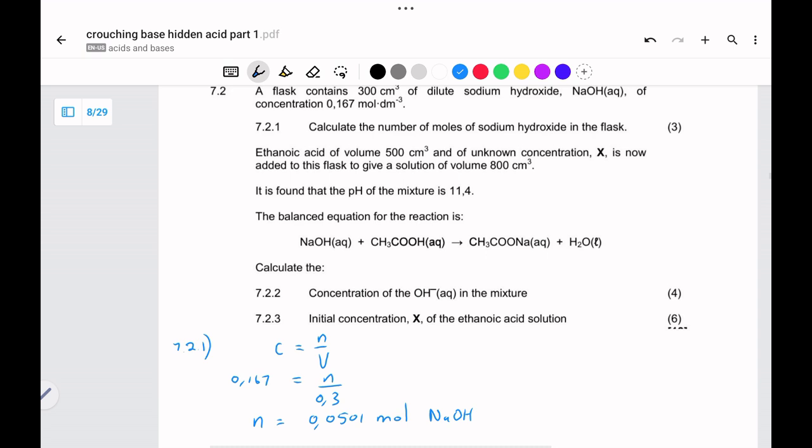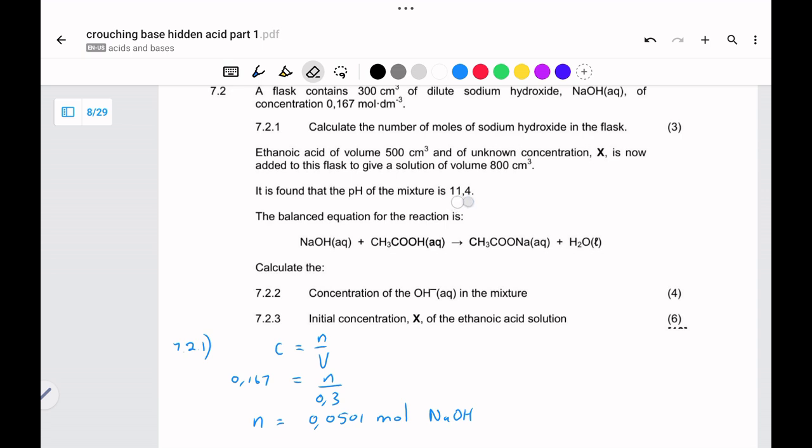Okay, so we have an initial state for the sodium hydroxide, and then we disturb it. We allow the sodium hydroxide to react with ethanoic acid. And it is now found that the pH of the mixture is 11.4. Okay, so there we are. As I mentioned in the prequel, after this reaction, we measured the solution with a pH. This pH tells us something about the state of the solution.